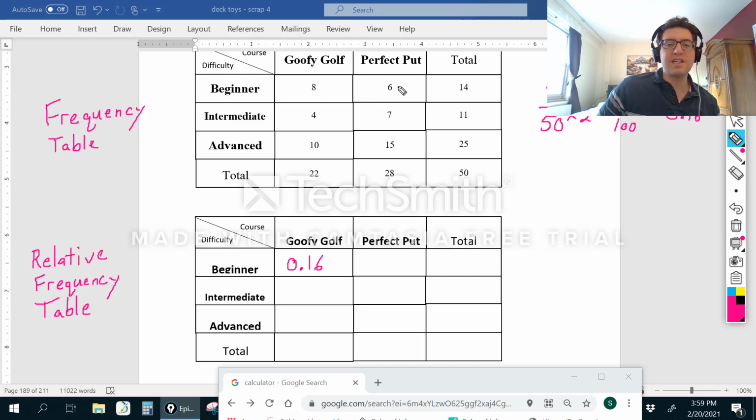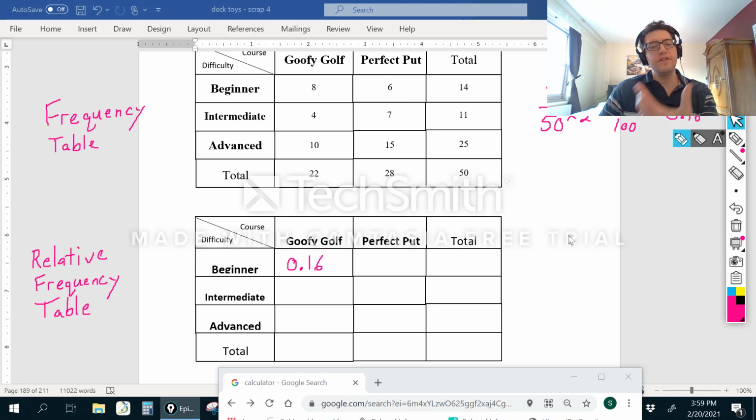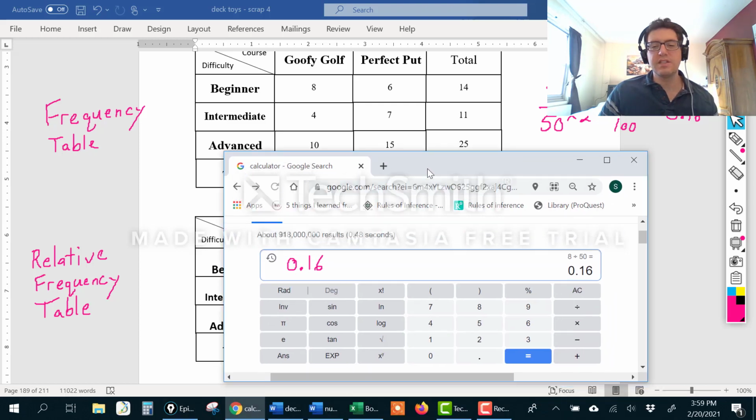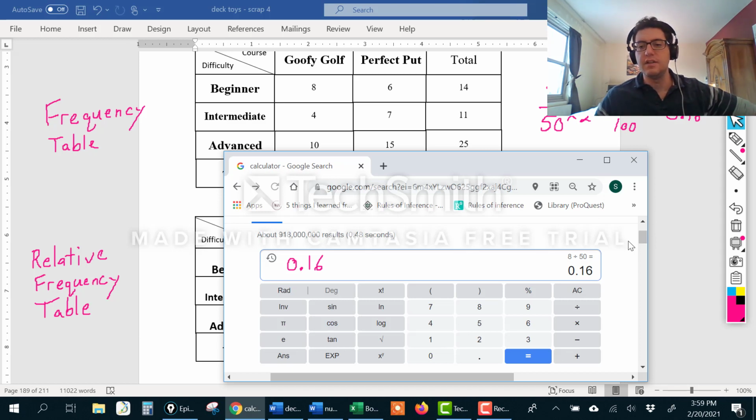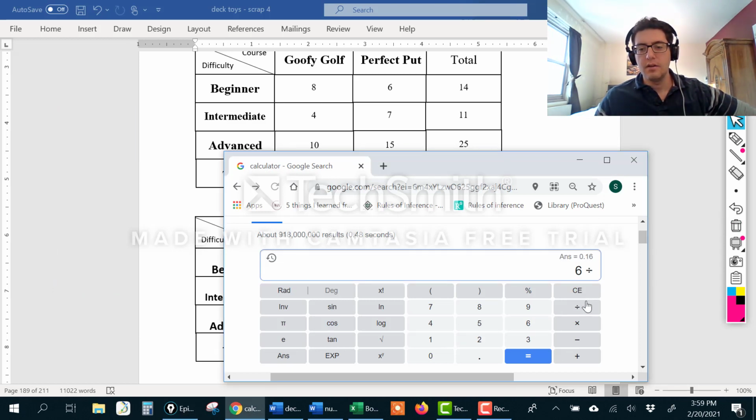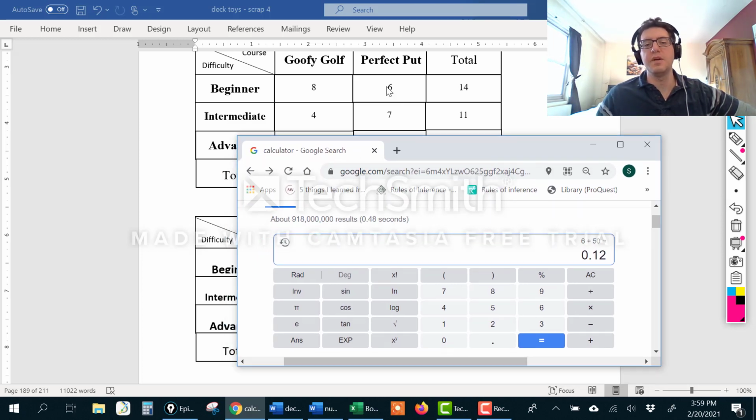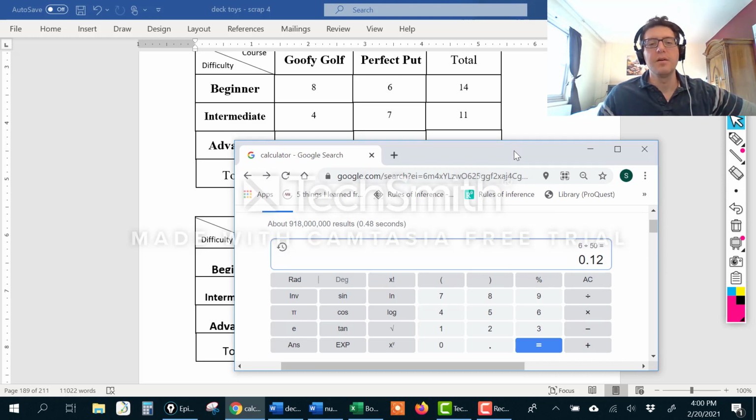Okay, now there are 6 beginner holes at the Perfect Putt golf course. If I want to compare that to all the holes, then I would do 6 divided by 50 just to figure out what proportion of all the holes are beginner holes at the Perfect Putt golf course. So 6 divided by 50 is 0.12. You can see I could have gotten the same answer just by doing 6 times 2, which is 12, and putting that after the decimal point. So it's a little trick for dividing something by 50.